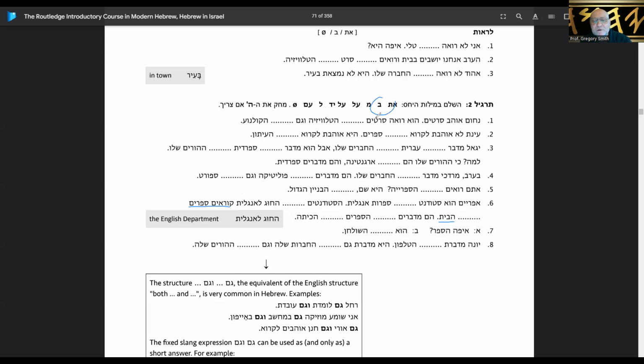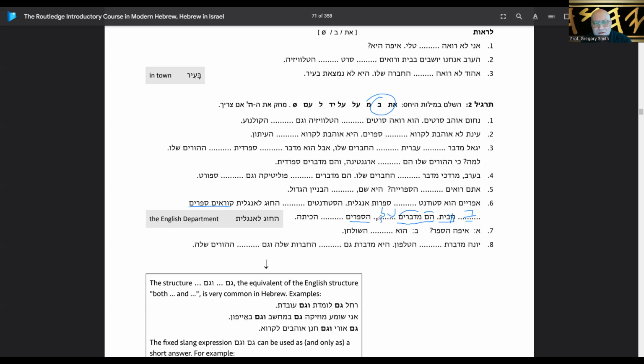I wonder if, yeah, I think it would be a bet there. We'll get rid of this and put a bet there. Babayit, in the house. They are reading books in the house. Hem medaberim, they are speaking. Okay, this is going to be the about one.